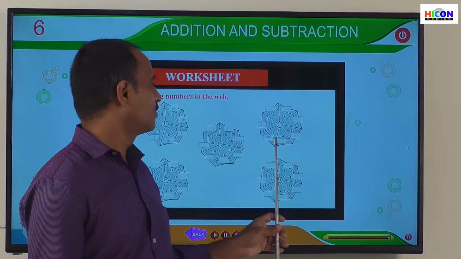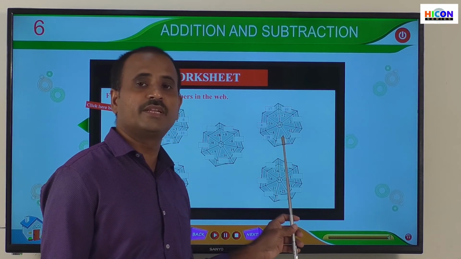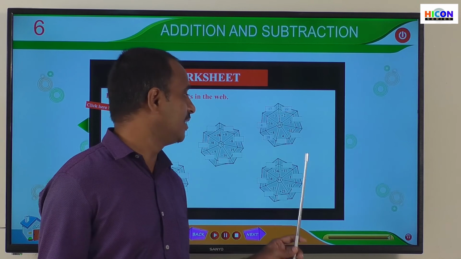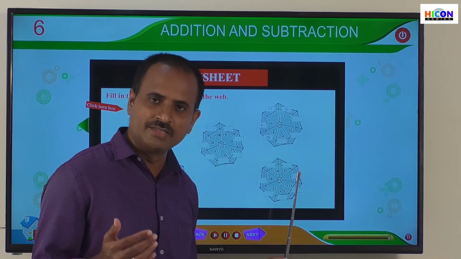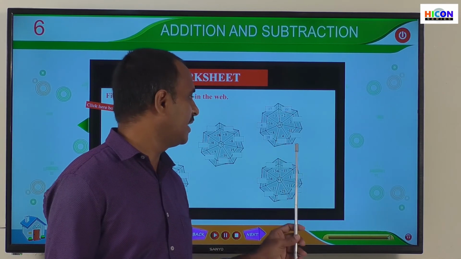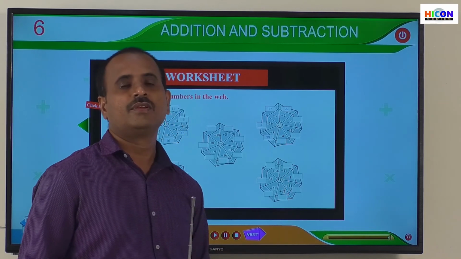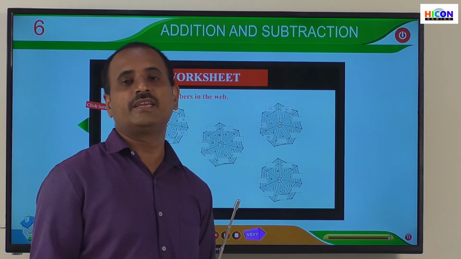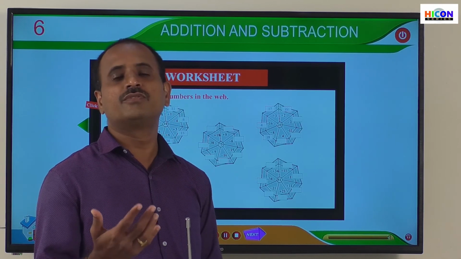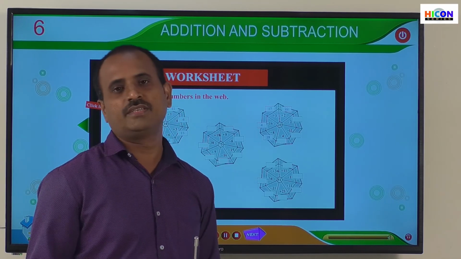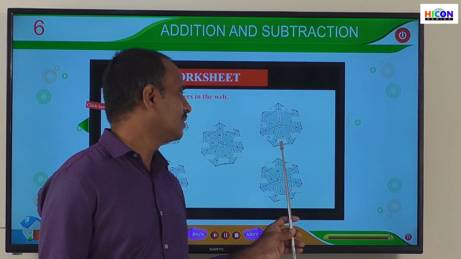So next, go to the next number. What is the next number here? 4. And what is the symbol given here? Minus. Minus means subtraction. So subtract 4 from 20. So if you subtract 4 from 20, how much will you get? You will get 16. So write the 16 in this box.